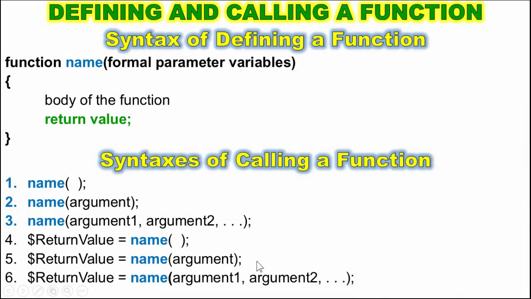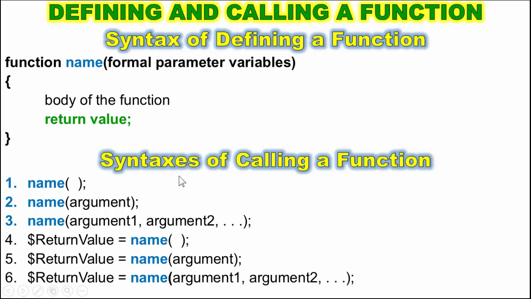Defining and calling a function. The syntax of defining a function: you begin by writing the keyword function, followed by a name that you baptize. The name should be meaningful, that relates to its performed task, followed by formal parameter variables which are optionally enclosed by parentheses. The body of the function is enclosed by curly braces. The return statement is optional, its purpose is to pass or communicate to the calling code the result value.